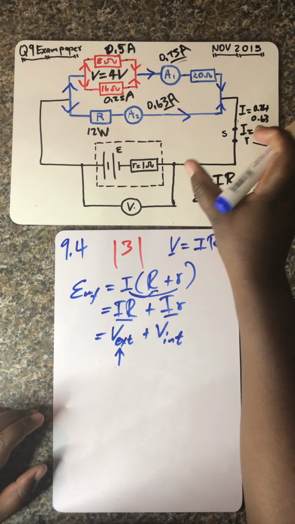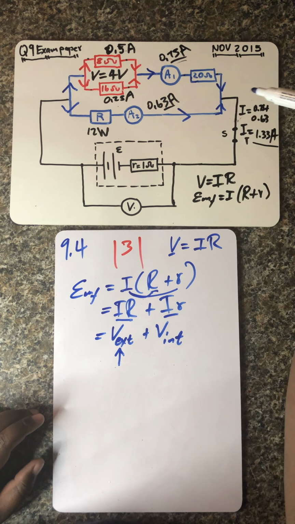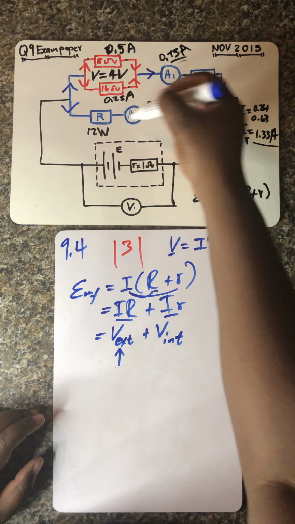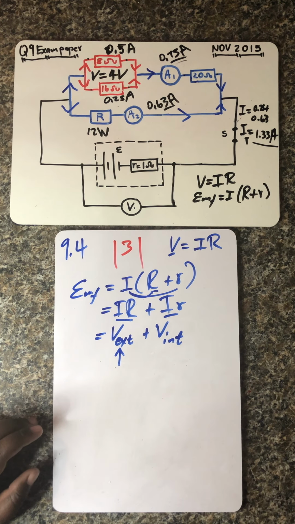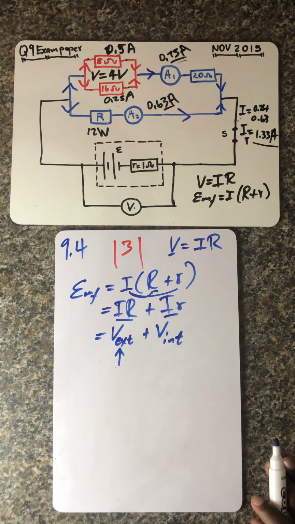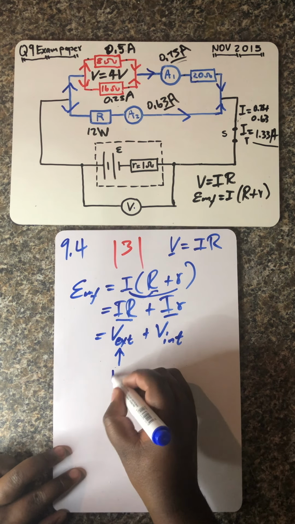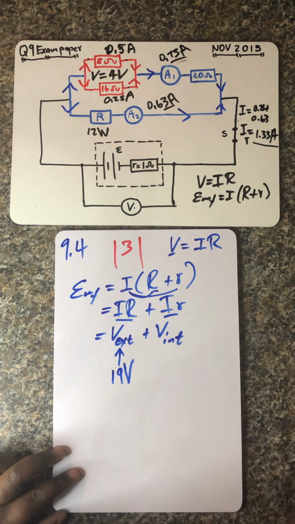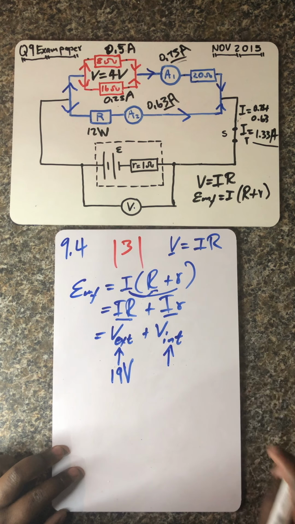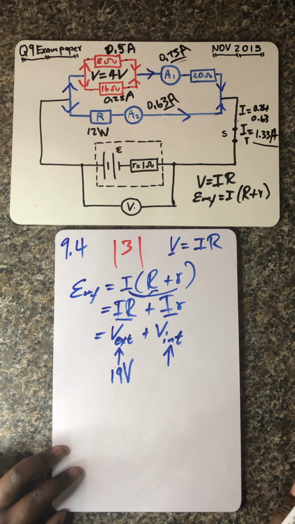Because if you remember, the external V is the V across this 19 ohms resistor. So you can just go back to the previous question. You'll remember that this was 19 volts. Okay, so this is the external voltmeter. So now, have we got the internal voltmeter? This is what we can calculate because we've got enough information.